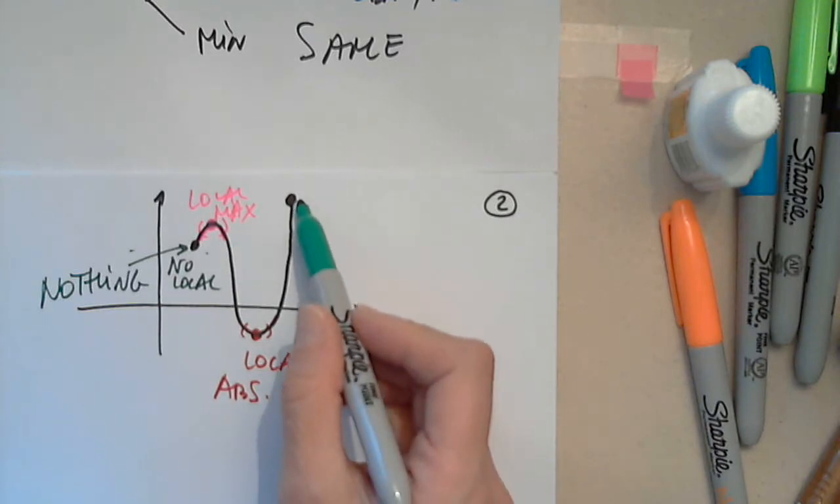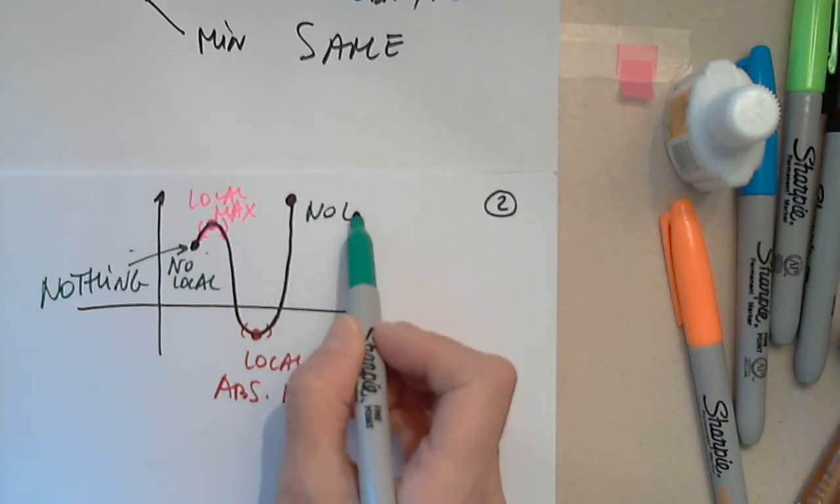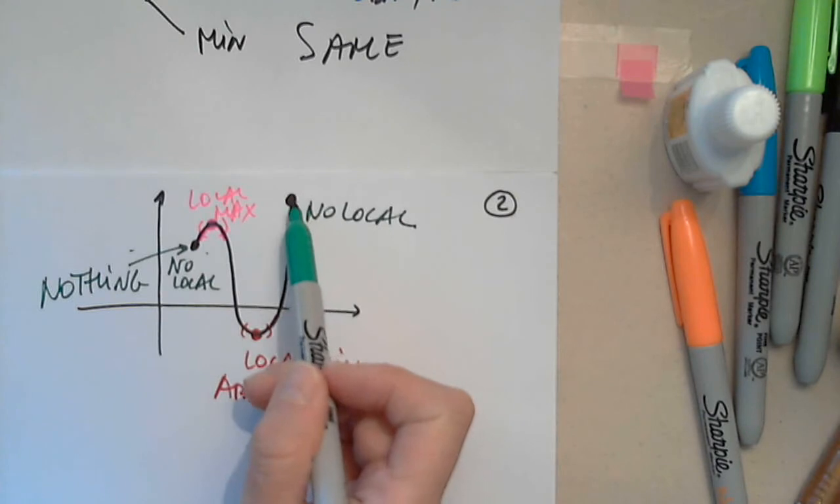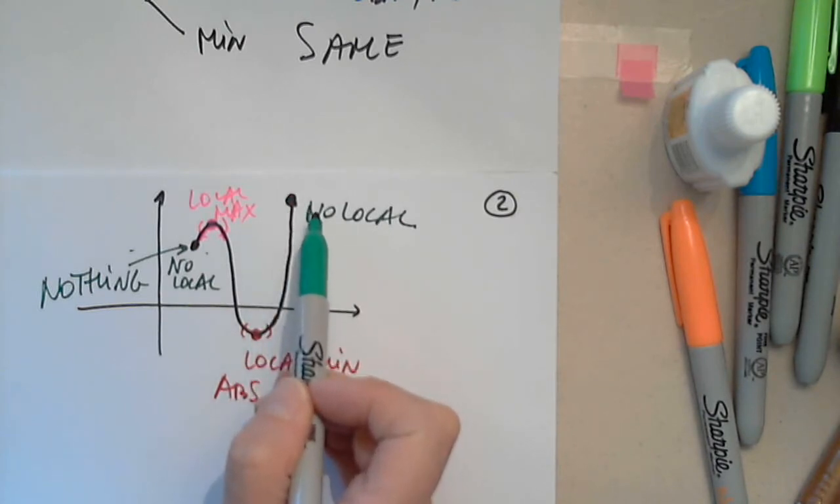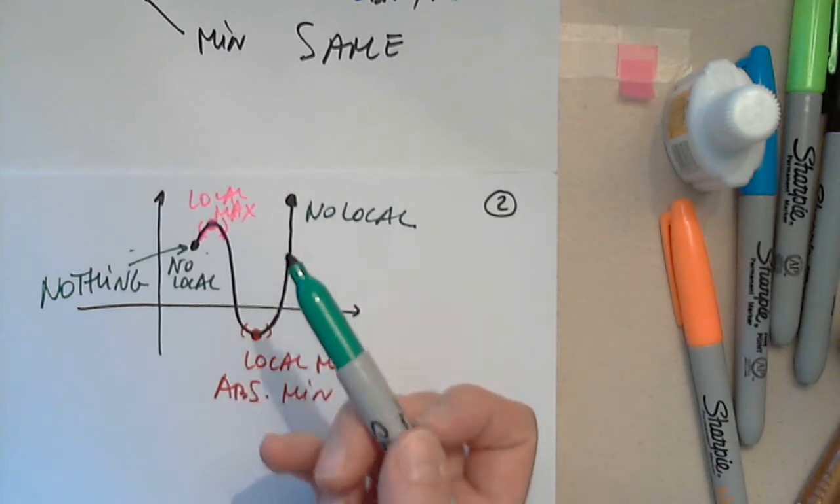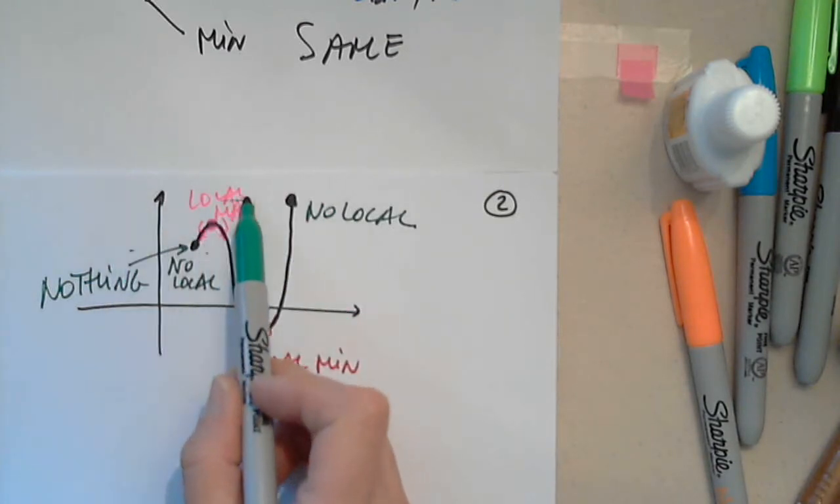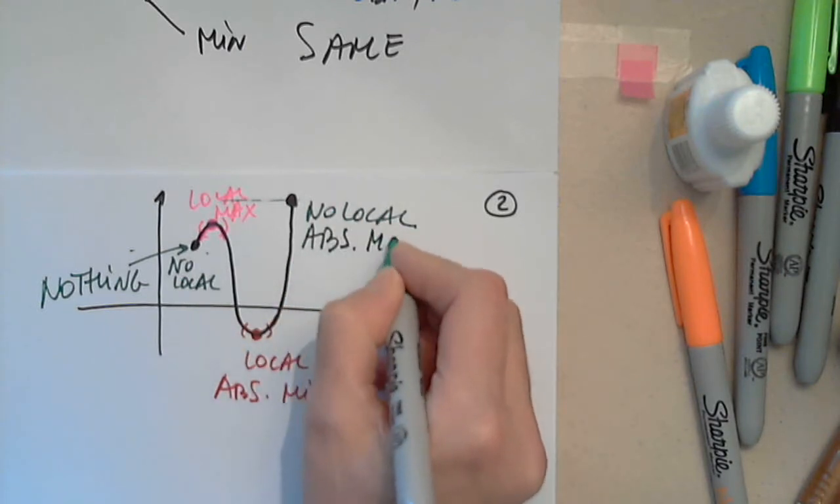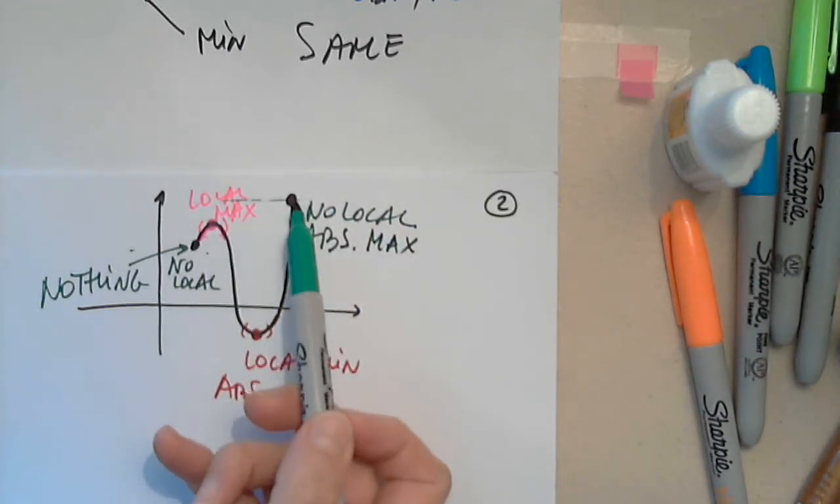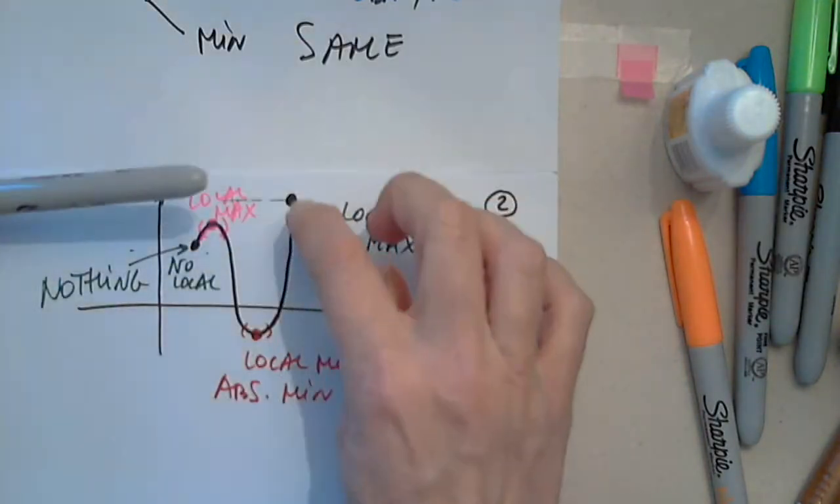What about this one? Can it be local? No local, because it's at the endpoint of the interval, and I cannot show the open interval on both sides. Can it be absolute? Yes, it is also absolute in this case, because it's an absolute max. Why? Because there is no other function value higher than this one.